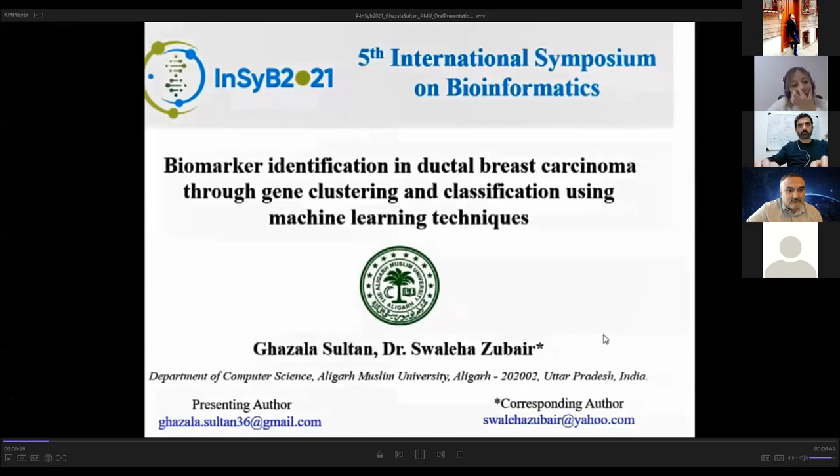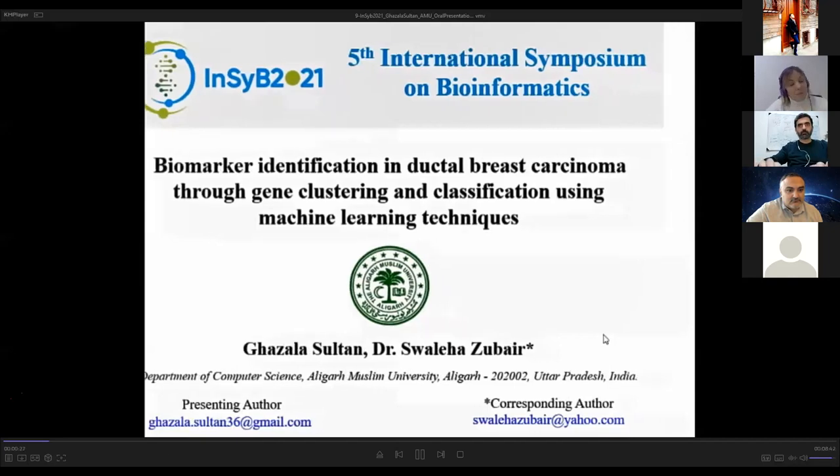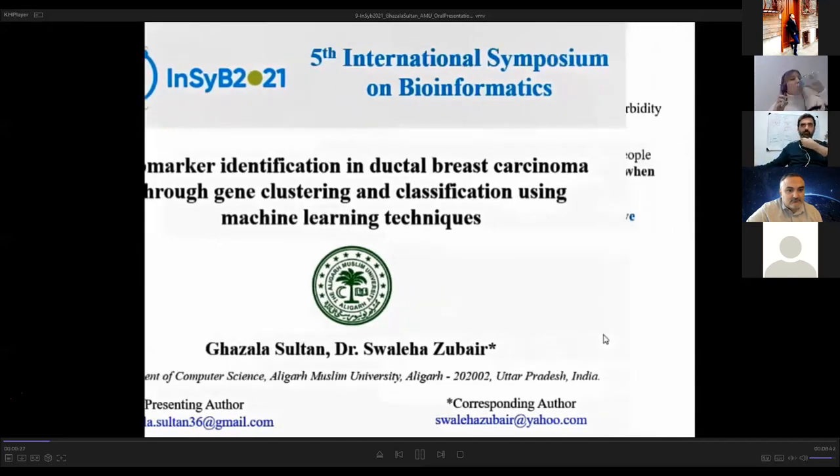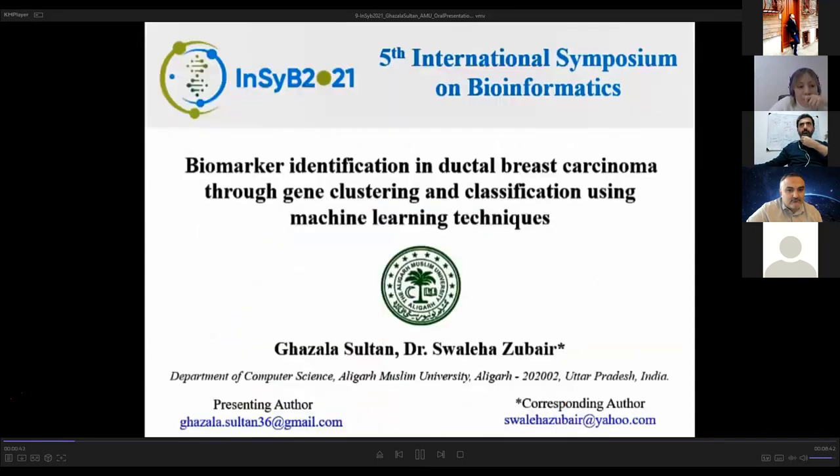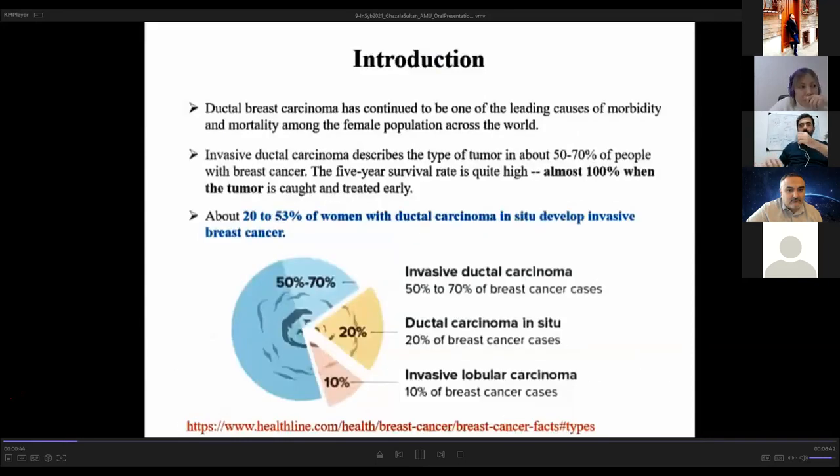Looking at the statistics, ductal breast carcinoma has continued to be one of the leading causes of morbidity and mortality among female population across the world. Ductal carcinoma becomes life-threatening when it develops into invasive ductal carcinoma, and the statistics say that 20 to 53% of women with ductal carcinoma in situ have high risk of developing into invasive ductal carcinoma.